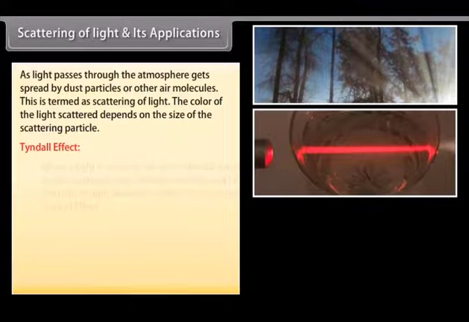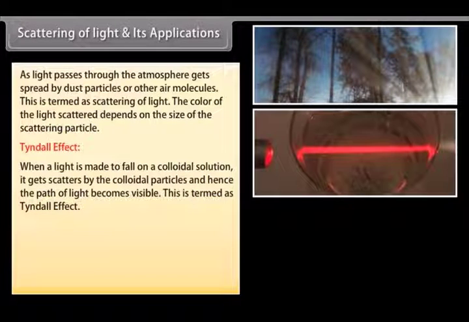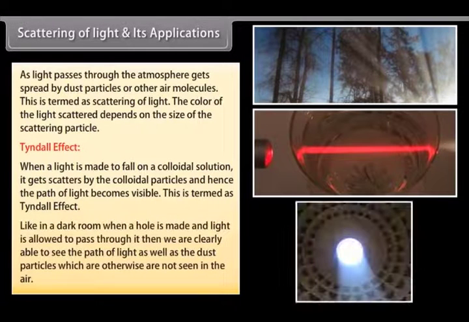Tyndall effect. When a light is made to fall on a colloidal solution, it gets scattered by the colloidal particles, and hence the path of light becomes visible. This is termed as Tyndall effect. Like in a dark room, when a hole is made and light is allowed to pass through it, then we are clearly able to see the path of light as well as the dust particles which otherwise are not seen in the air.